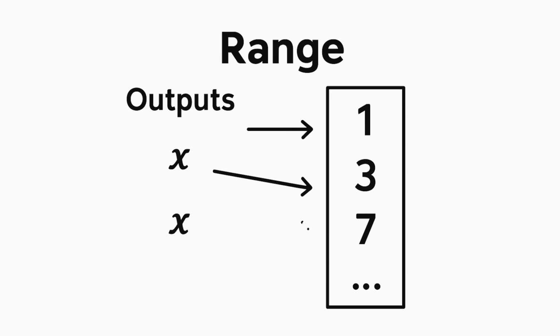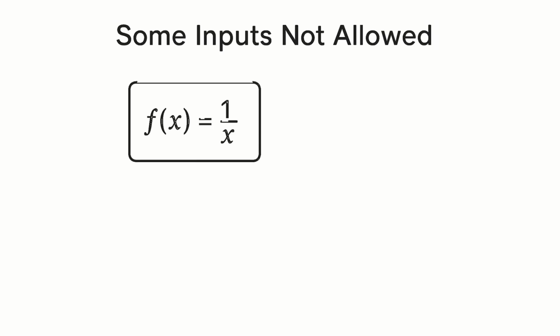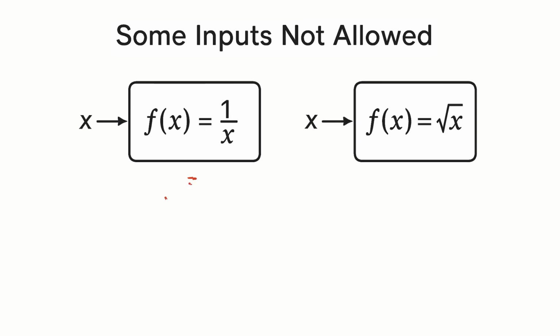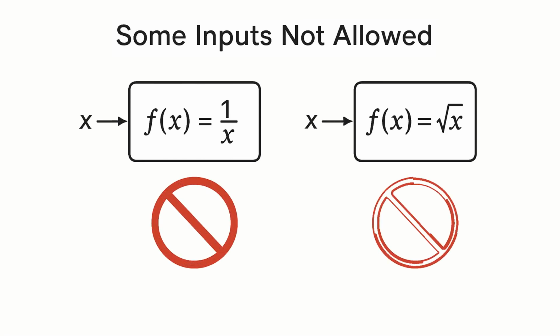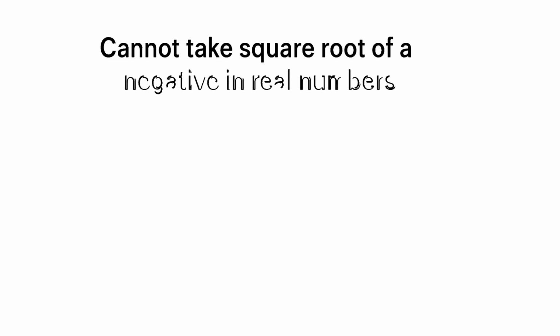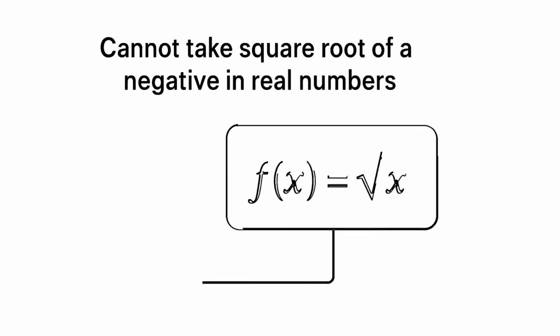Sometimes the domain is not all numbers. If a function divides by x, then x cannot be 0 because dividing by 0 does not make sense. If a function uses a square root, then in basic real number math, you cannot take the square root of a negative number. So those inputs are not in the domain.